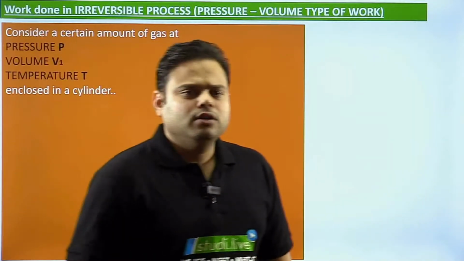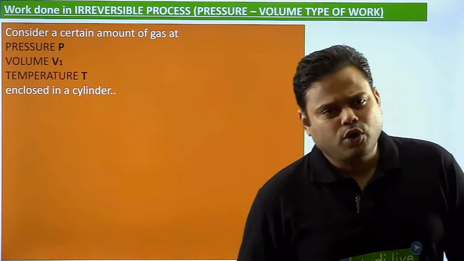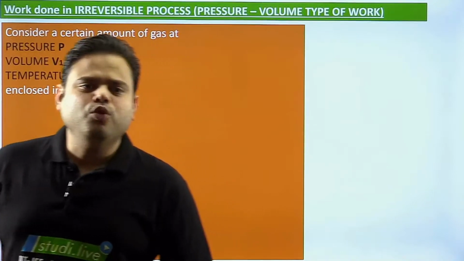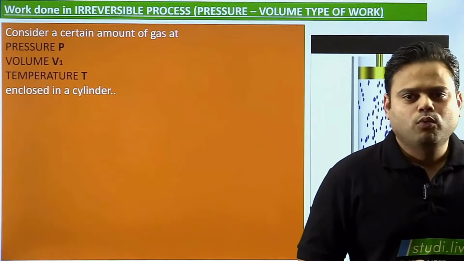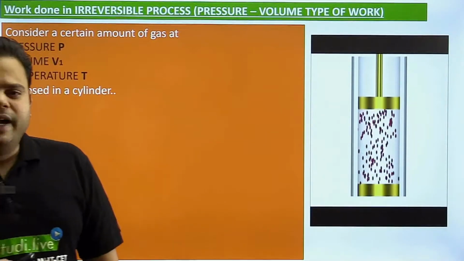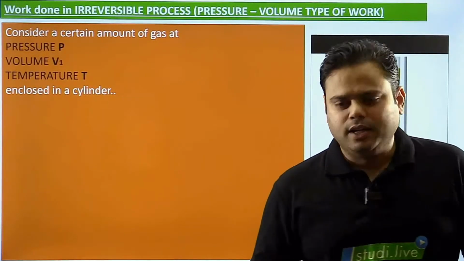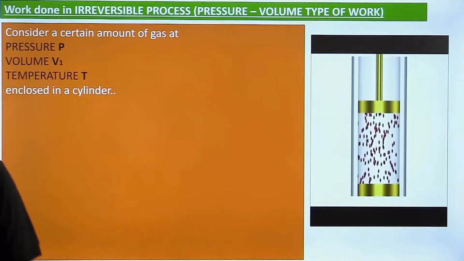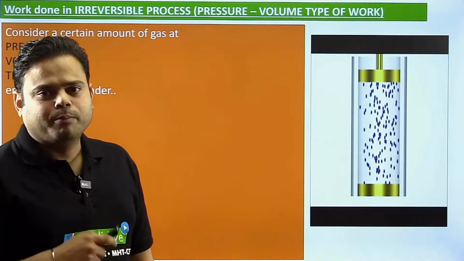So here what we are going to see is that, let us say a container, okay, it is containing a certain amount of gas with a pressure P, volume V and temperature T. It's enclosed in a cylinder, what we can see over here on the screen, and the cylinder is fitted with a piston that's moving up and down, and every time this piston moves down, you can see that the gas in it is getting compressed.